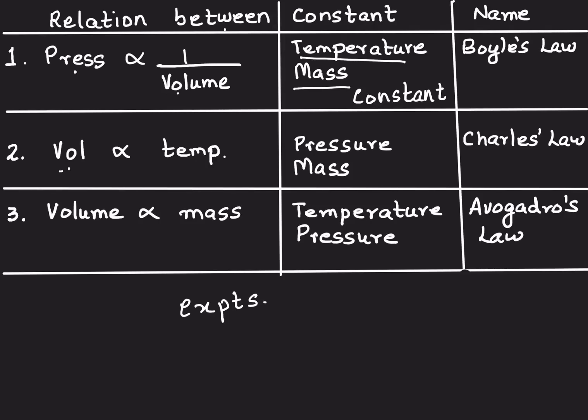Second, we derived a relation between volume and temperature. And of course, the other two quantities which are left are pressure and mass, which are kept constant. And this will give us what we call Charles' law. Same way, volume and mass. Obviously, we are going to take the temperature and pressure as constant, and we would call it Avogadro's law. So, are you ready with your pen and paper?